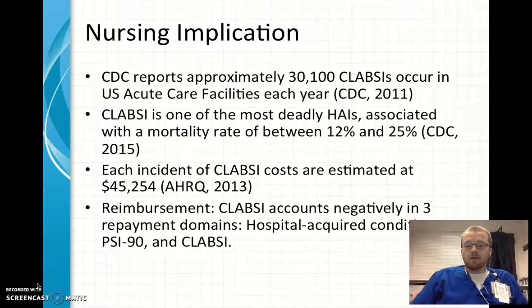Each CLABSI can cost up to $45,000 or a little bit more. And then reimbursement for the facility comes from the CLABSI directly affects 3 different repayment domains. The first of which is, of course, the hospital-acquired infection. The second one is PSA 90, and then CLABSI actually has its own repayment domain. So if a person winds up with a CLABSI, we don't get reimbursed for any of the care that they have to receive to clear up the CLABSI.